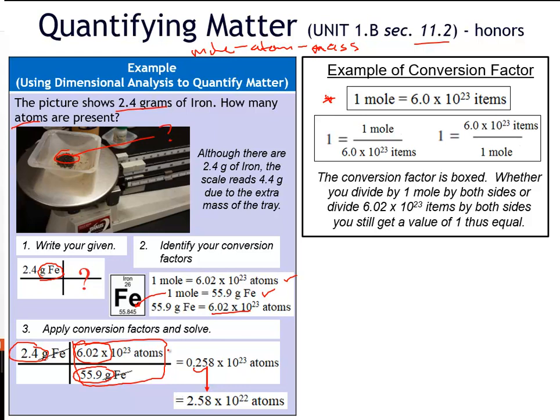I mean, the idea is, man, I got 2.4 grams, right? I have less than 1 mole because 1 mole is 55.9 grams. So if I have less than 1 mole, my answer should be less than this many atoms. So get in the habit of trying to predict your answer before you solve it to make sure that you're on the right track. That clearly is way less than this amount of atoms, which just sounds right to me.